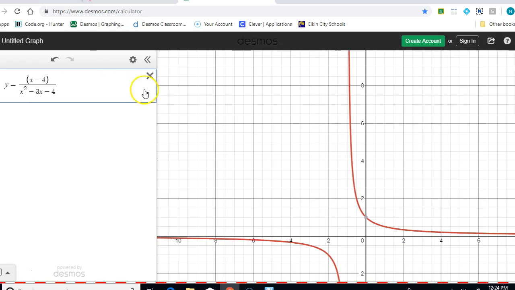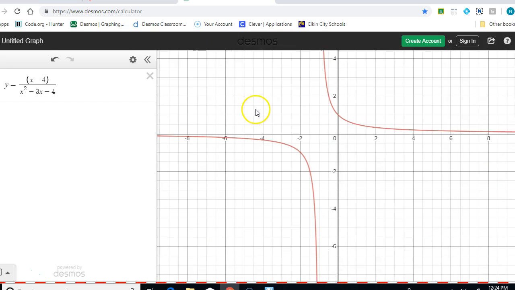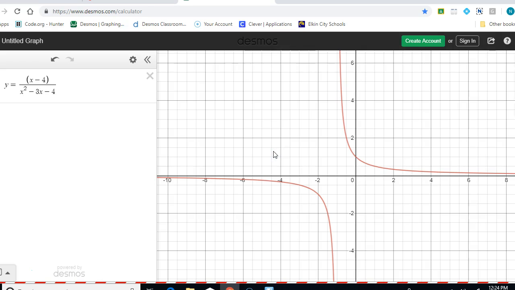All right, and so if I graph this on Desmos, I get a graph that looks like this. What we're concerned with figuring out is where these graphs have discontinuities.